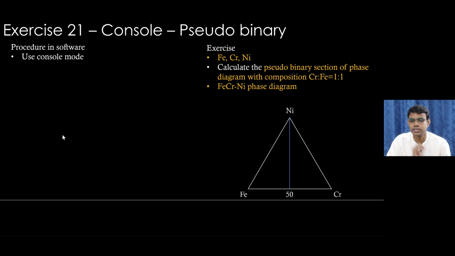We can think about this. This is where we said compared to graphical mode, it's better we go and try this out in the console mode. So this diagram where the chromium iron ratio is going to stay 1:1. If we want to make a vertical section through this, how do we make it in console mode? Let's see that.